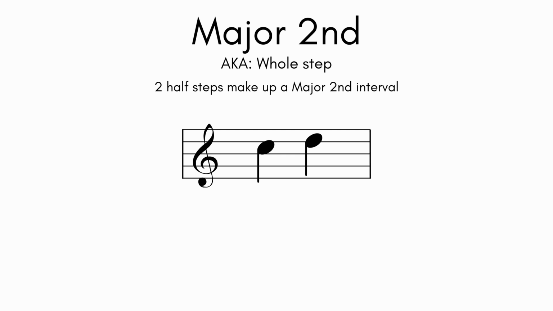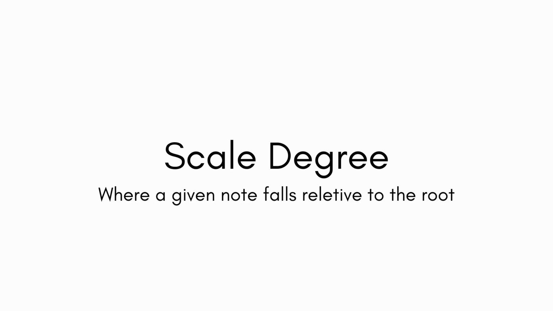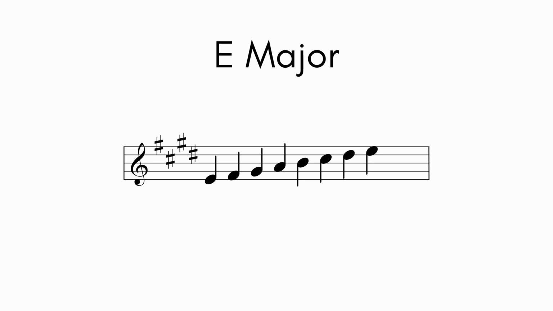An easy way to understand intervals is to understand the concept of scale degrees. A scale degree simply refers to where a note name falls in any given scale relative to the root. In the key of E major, the second scale degree is F sharp, since F sharp is the second note in E major. Therefore, F sharp is a major second from E.